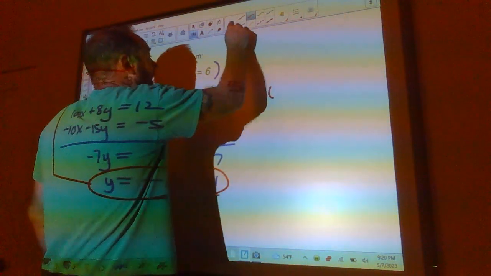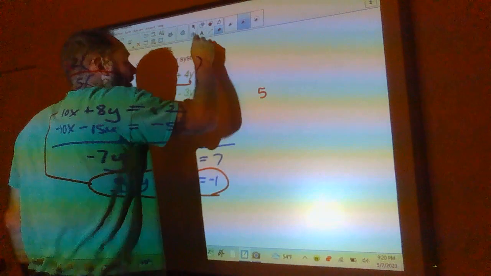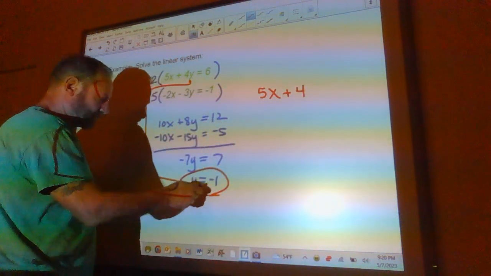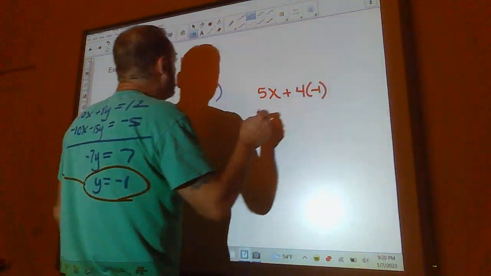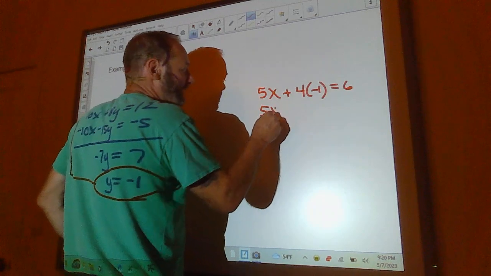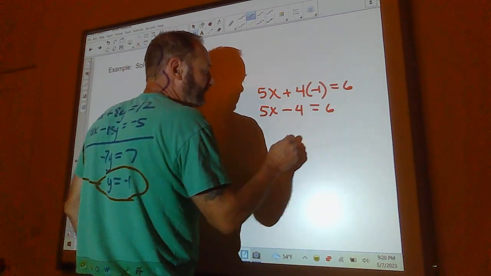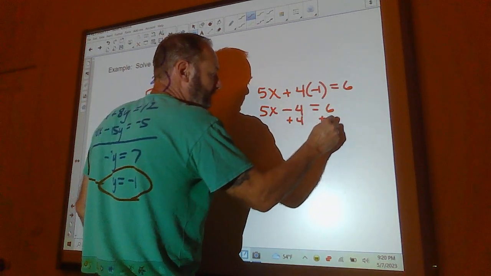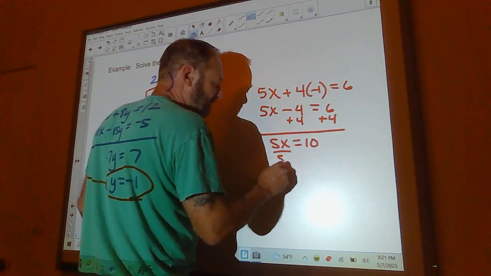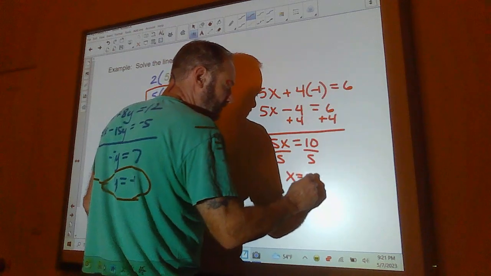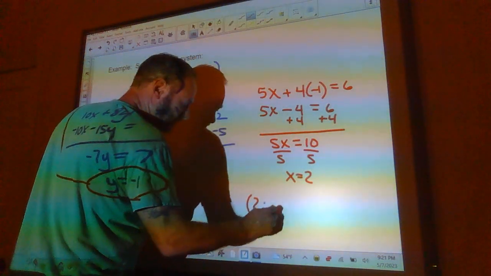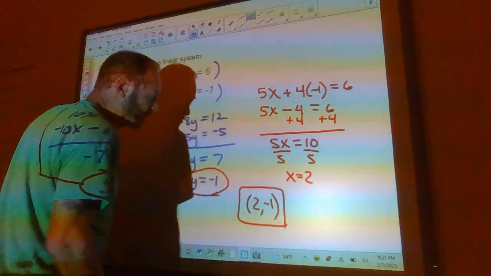Okay, so 5x plus 4 times y, but y is negative 1, should equal 6. Okay, so 5x minus 4 equals 6. Add 4 to both sides. 5x is 10, and divide by 5, and x is 2. So I now have my solution. The solution is 2, negative 1.